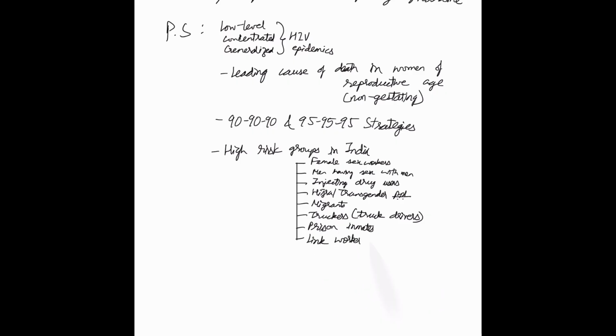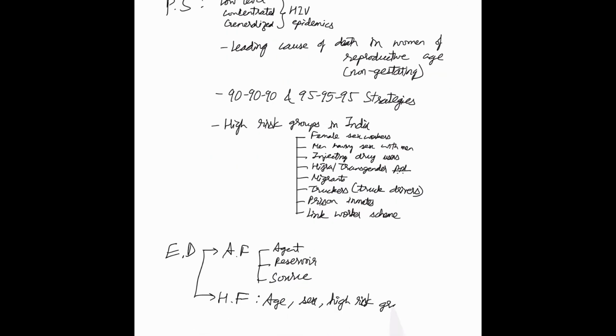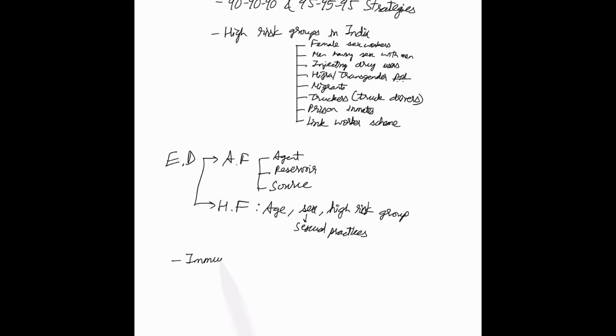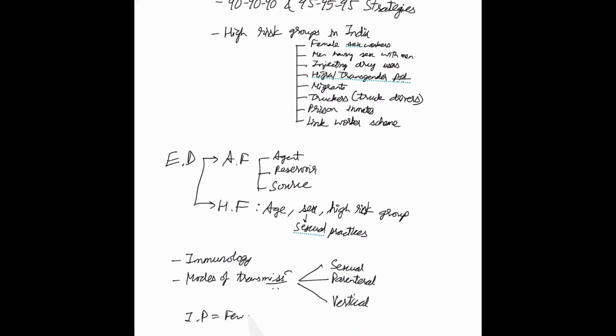We then move on to epidemiological determinants, in which we deal with the agent factors and host factors. We need to know the agent, reservoir, source, and under host factors, age, sex, and high risk group, and especially sexual practices. We also learn about the immunology and modes of transmission, which can be sexual, parenteral, or vertical. Incubation period can stretch from a few months to 10 years to more than 10 years.